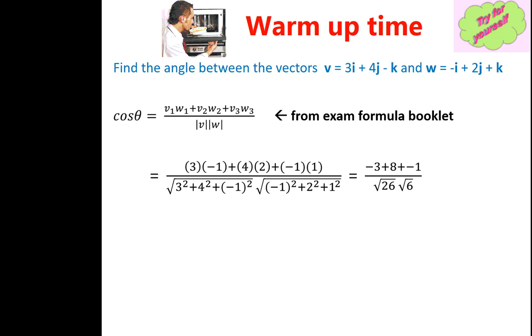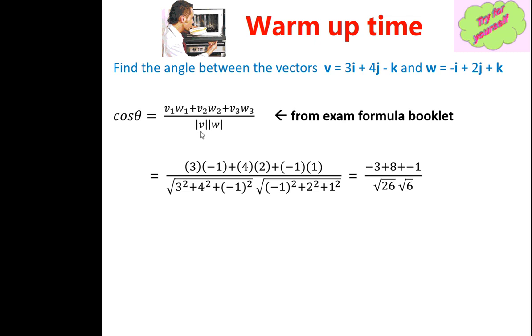So you'd end up with 3 times negative 1 plus 4 times 2 plus negative 1 times 1 is the dot product. And you would work that out, and then you end up with negative 3 plus 8 plus negative 1, and work out what that is.